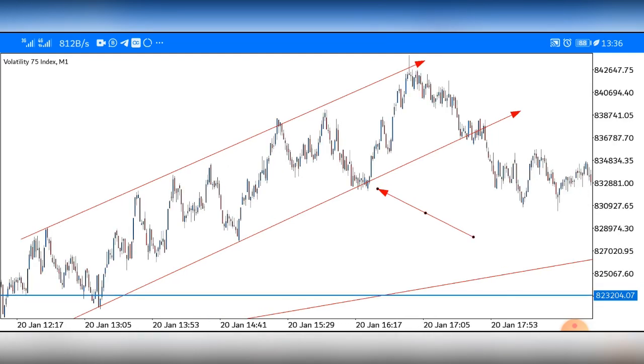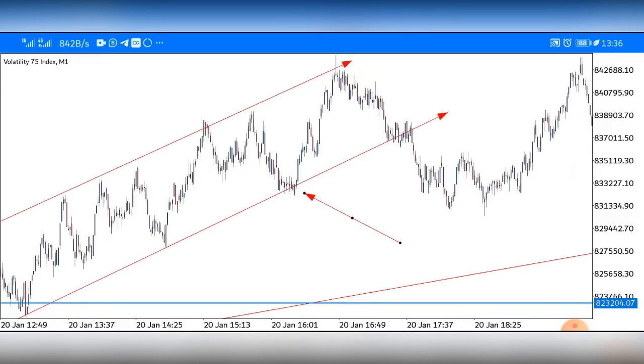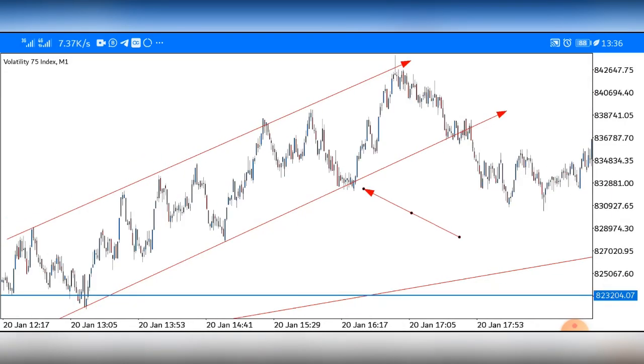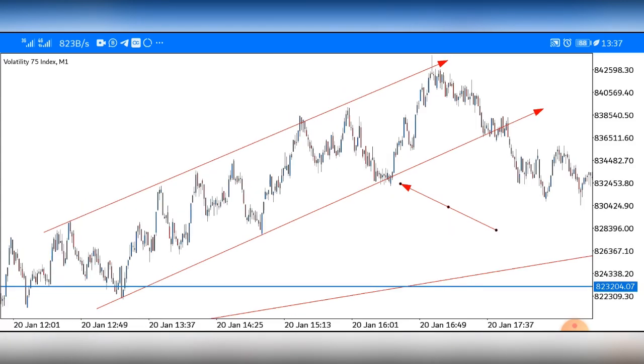Now, any strategy that does not show you where to place your stop loss and your take profit, that strategy is not valid. You want to comment it in the chat box. Any strategy that doesn't show you where to place your stop loss and take profit, the strategy is not valid. And that is why I tell you, always come back to pay attention to price action. Pay attention to price action because it's going to help you a whole lot.